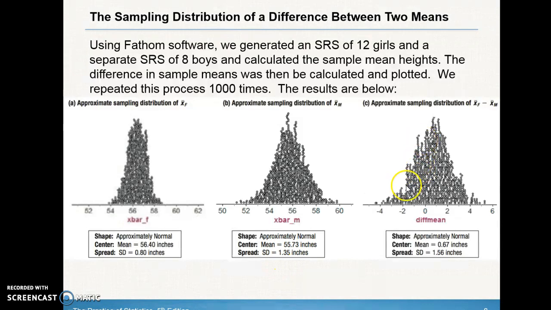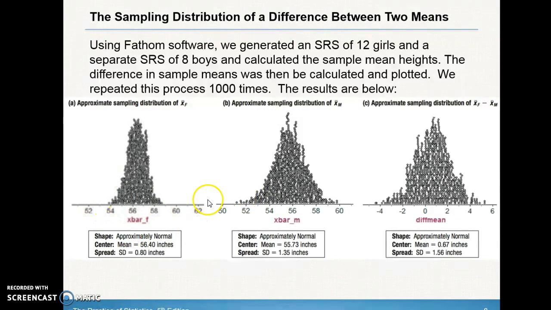Now, let's take a look at the sampling distribution of the differences. So what that means is every single solitary point on here, I took the sample mean from the females and subtracted the sample mean from the males. So I literally took every point on here and did subtract.